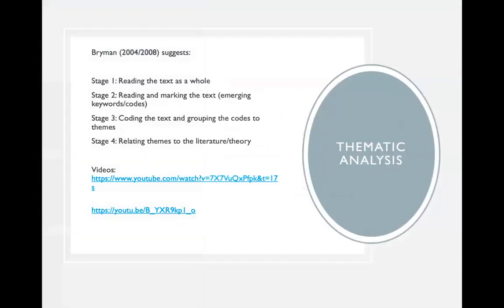So, in thematic analysis, please take note how you need to do it. You need to read the text as a whole. You need to read and mark the text for emerging keywords or codes. You need to code the text and group the codes into themes. And you have to relate the themes to the different data gathering sources and to literature. There's a PowerPoint, and there's a YouTube channel here. There are 2. So I'll just send the PowerPoint also in order for you to be able to capture these 2.